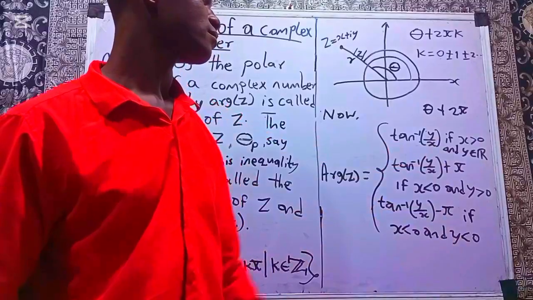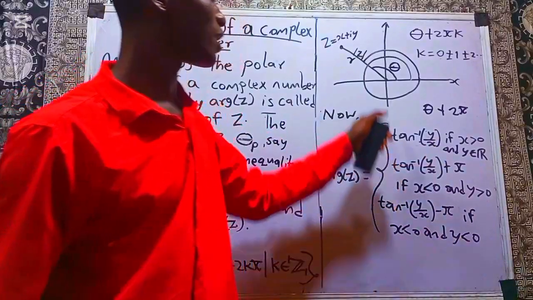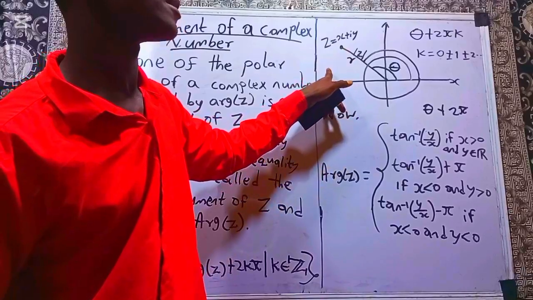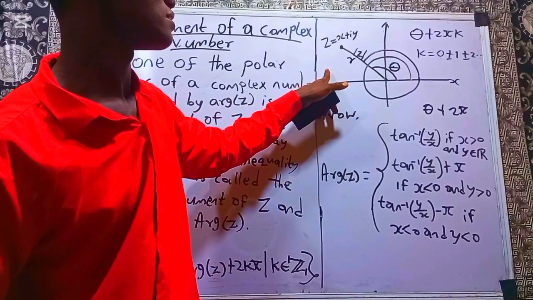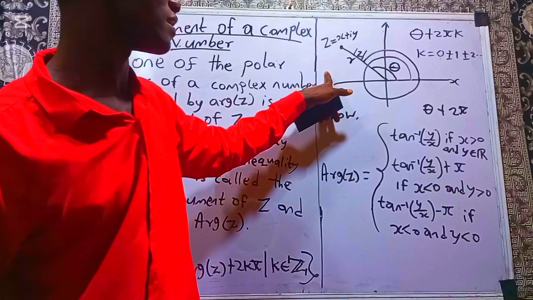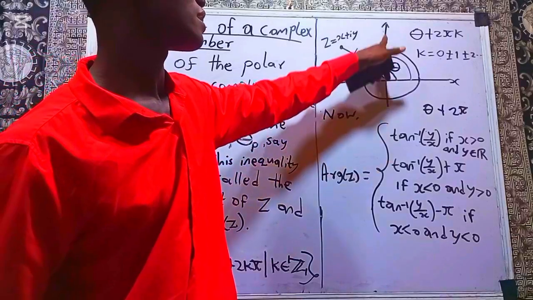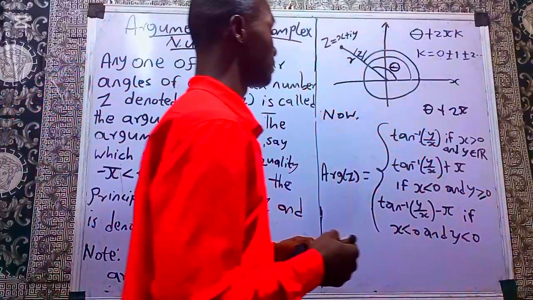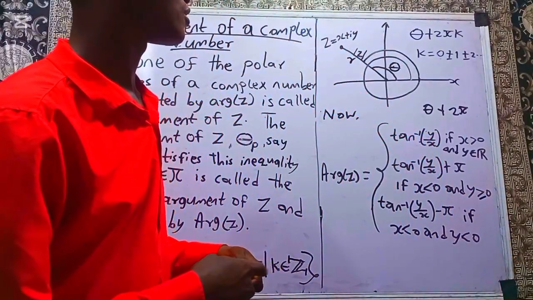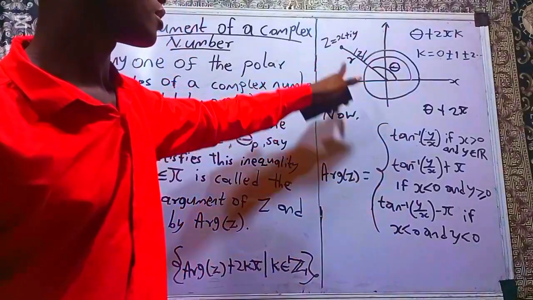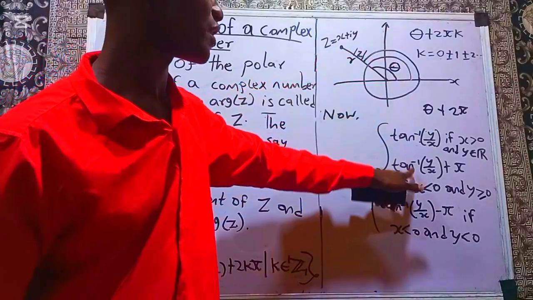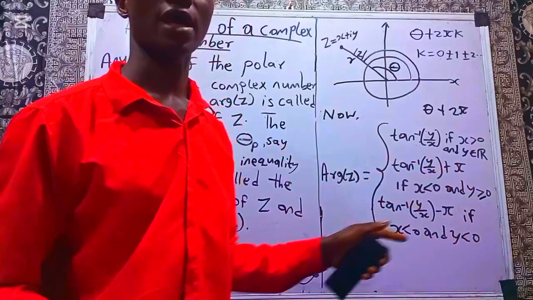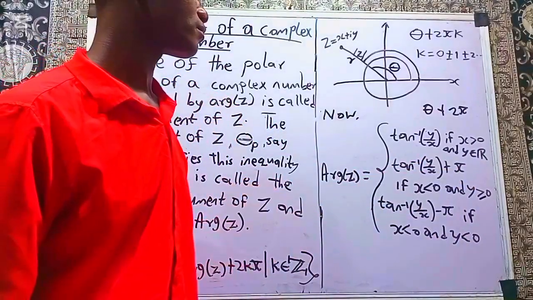Now, if the complex number lies in the second quadrant, x is negative, that is the real part is negative, while the imaginary part is either 0 or greater than 0. Then the formula you are going to use is tan inverse of y over x plus pi. That's what you are going to use.